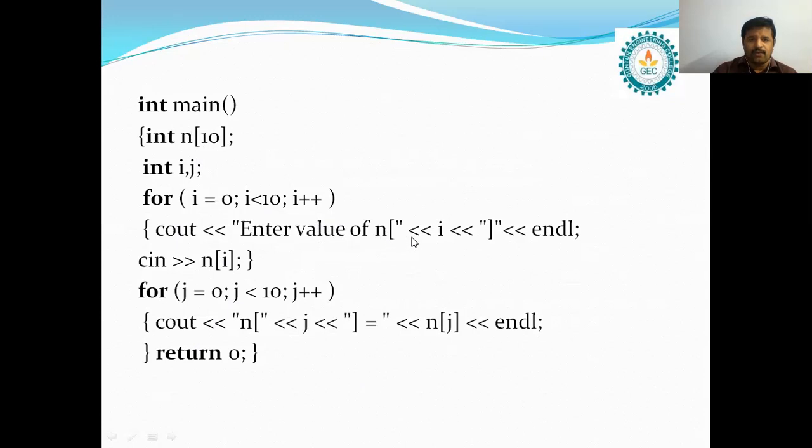So enter the value of n[i]. Here the i value is 0. So n[0]. Right. cin reads the value into n[0]. Assume the value is 10. Next, i++, i becomes 1. 1 is less than 10. The condition is true. Again, in the second iteration, enter the value of n[1]. That means read the value into n[1]. Assume it as 20. Next, n[2], 30, n[3], 40, and so on up to n[9]. Okay, the loop iterates 10 times.